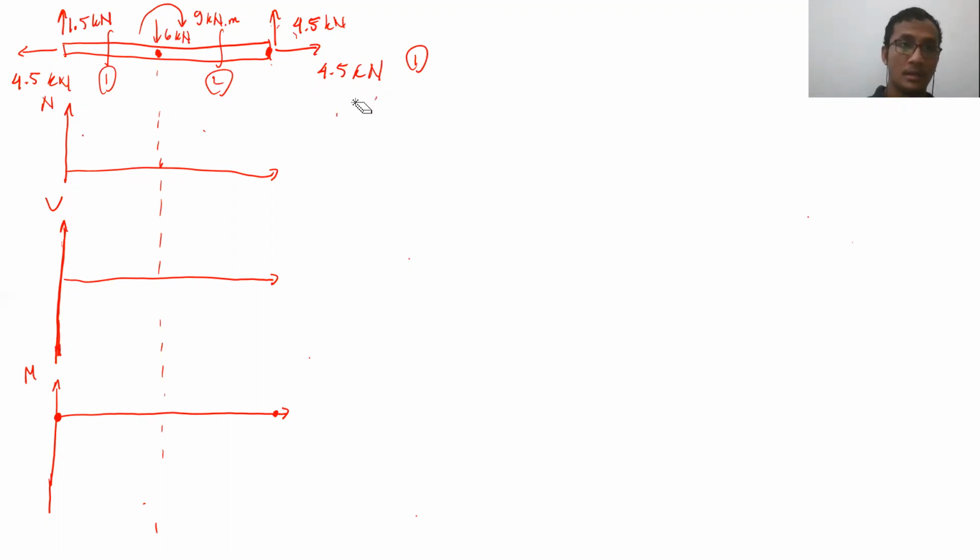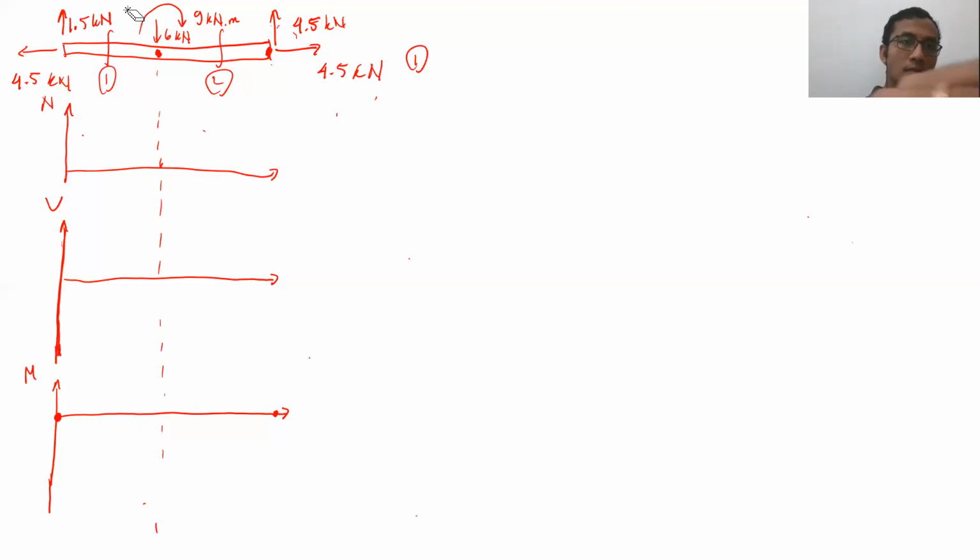Okay, and at the left side, just now we get the value of 1.5 kilonewton going up and 4.5 kilonewton going to the left. Now as usual, in order to solve this, the continuity will only hold from x equal to 0 until x equal to 3 meters. That's for the first equation.